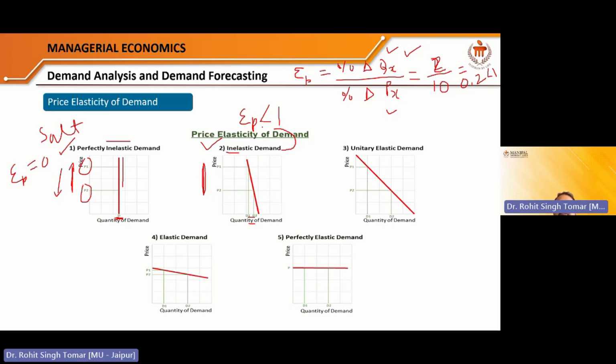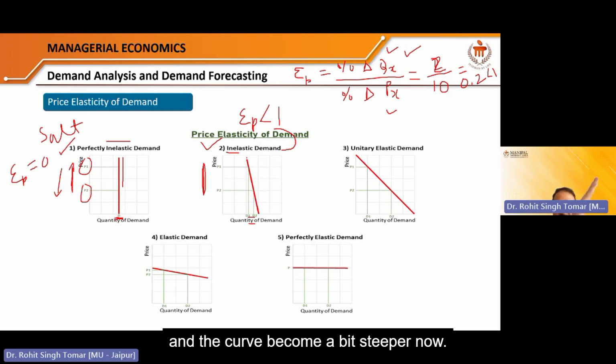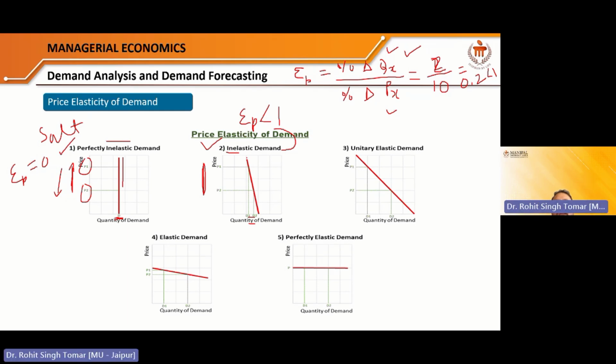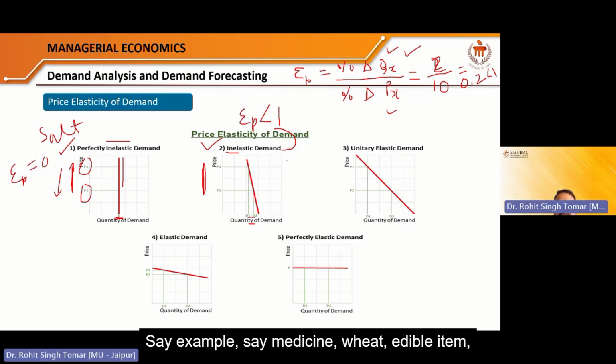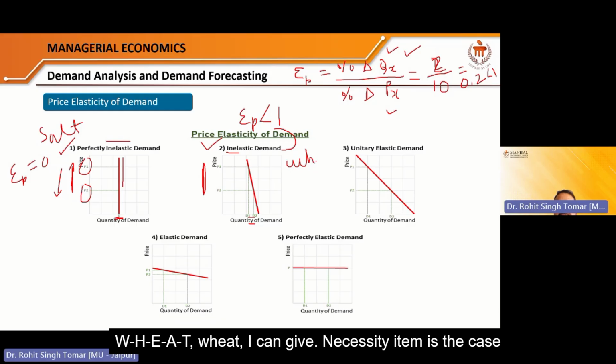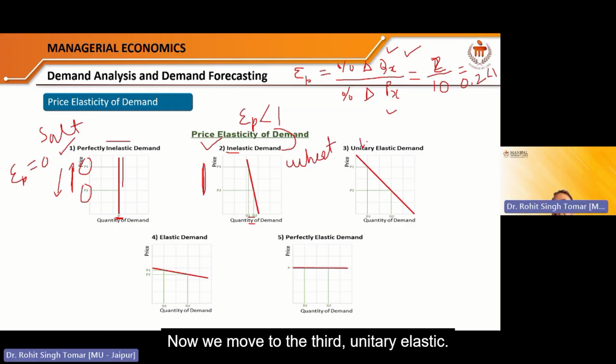So the point is, here in the second case, inelastic demand is always less than 1, and the curve becomes a bit steeper. It will be a steeper curve, right? And what kind of product can it be? A necessity product can be, for example, medicine, wheat, an edible item. Wheat, I can give as a necessity item in this case. Now we move to the third, unitary elastic.